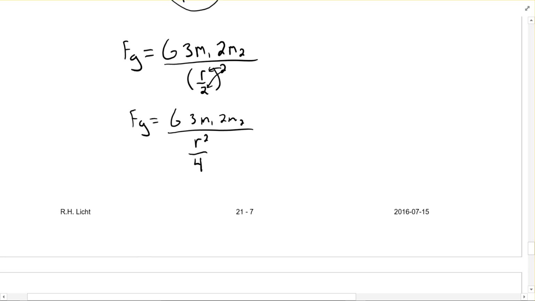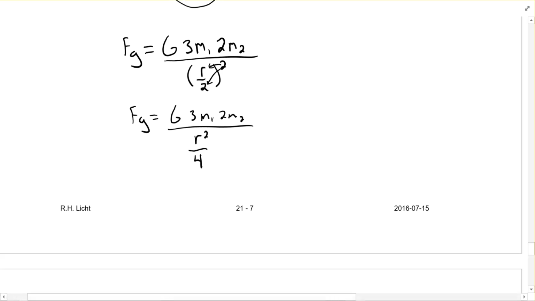Okay. Now what I'm going to do is I'm going to take all these numbers out of here. I'm going to pull them all out to the left. I'm not really doing anything other than just writing them off to the left. So I'm going to rewrite this as Fg is equal to, I've got 3 times the 2, and then I've got G times M1 times M2 still left on the top. And over here I've got that 4.